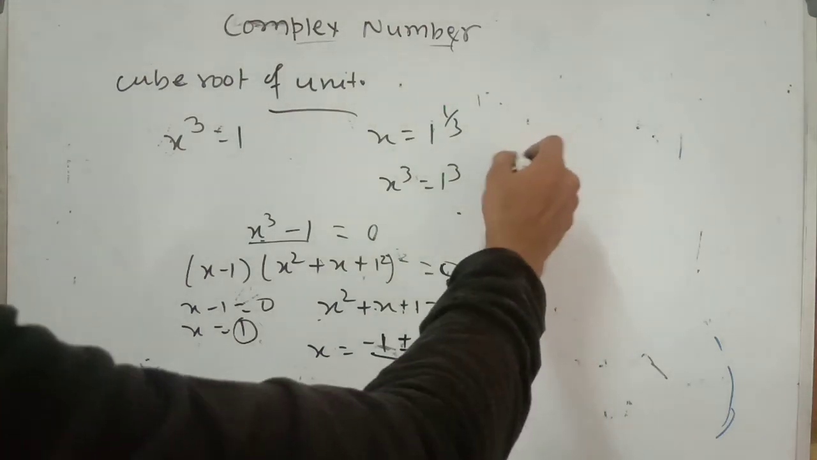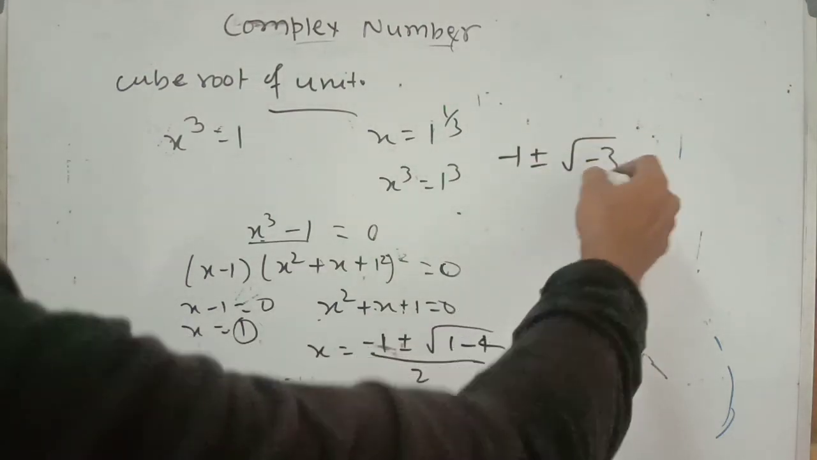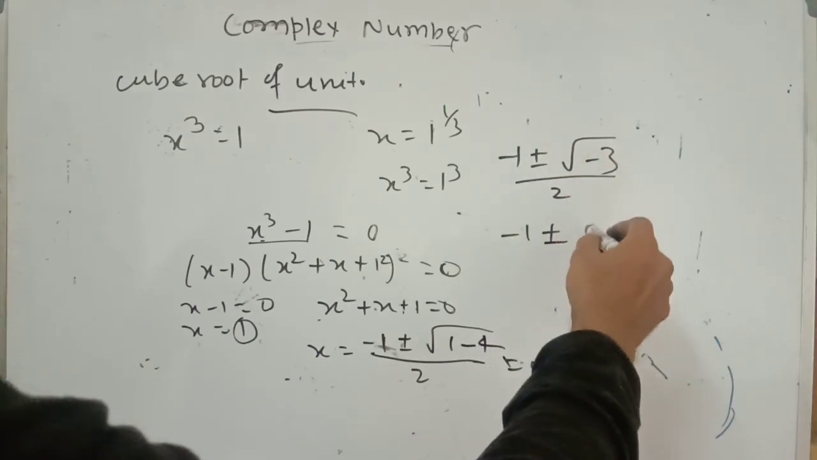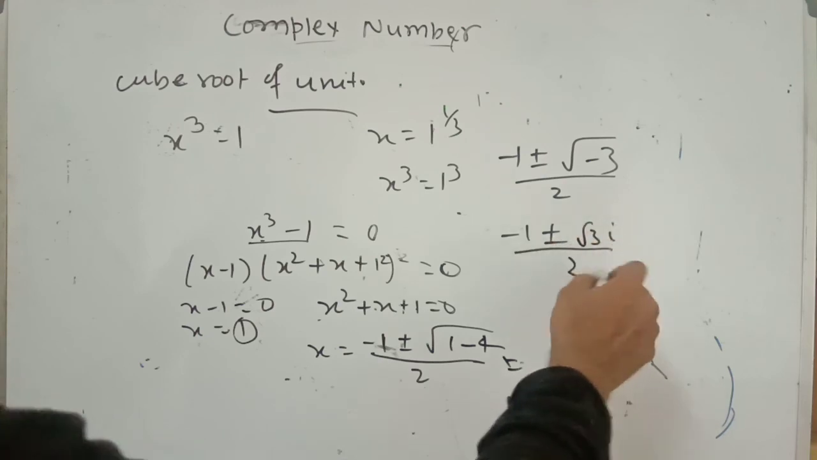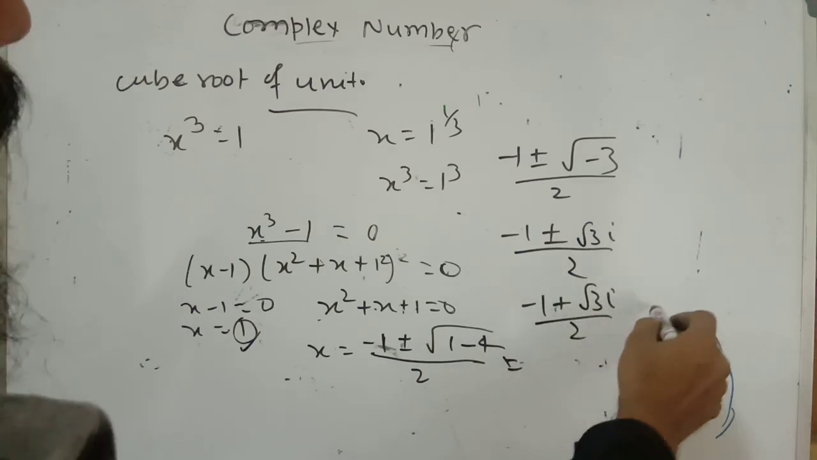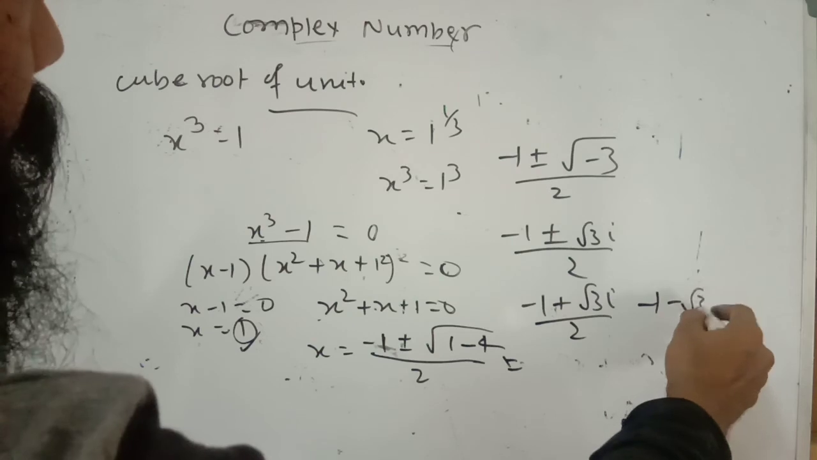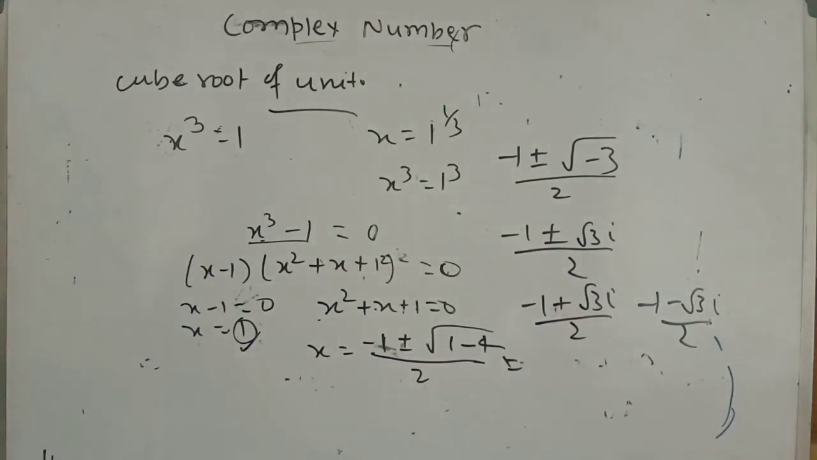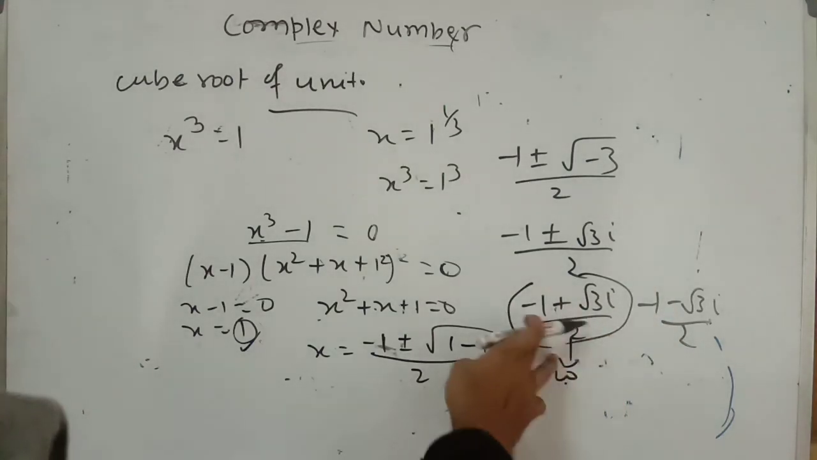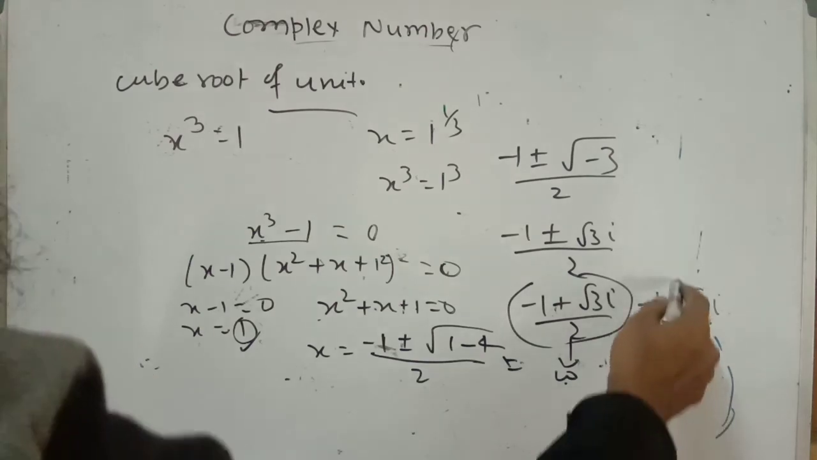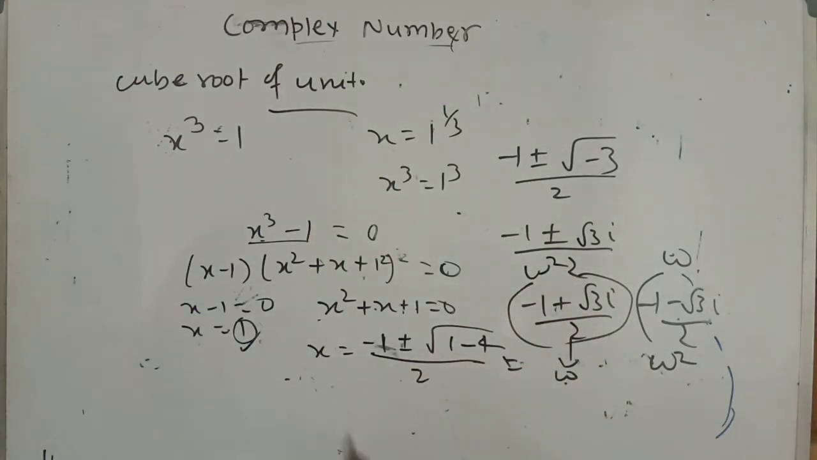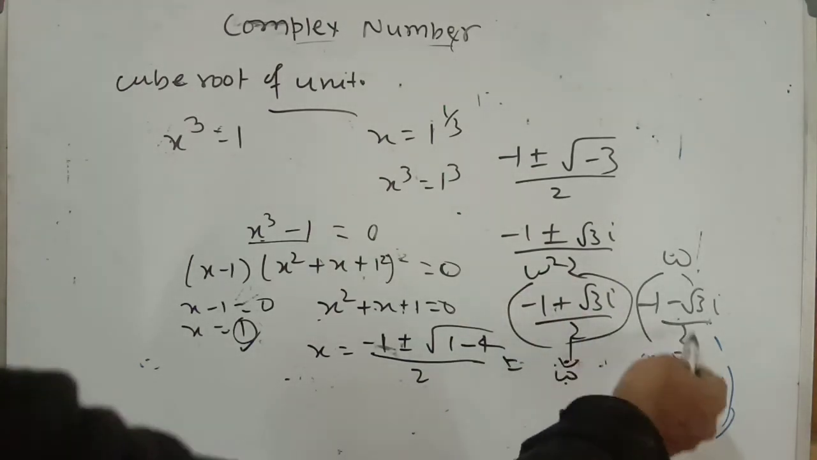Now we get minus 1 plus minus root of minus 3, over 2. We already know the square root of minus 1 is equal to i, so it is root 3 i by 2. So one root is minus 1 plus root 3 i by 2, and another one is minus 1 minus root 3 i by 2. In complex numbers we consider one of these as omega. If you consider this one omega, its square becomes the other one. Likewise, you can consider either one as omega, and the other one is omega square.